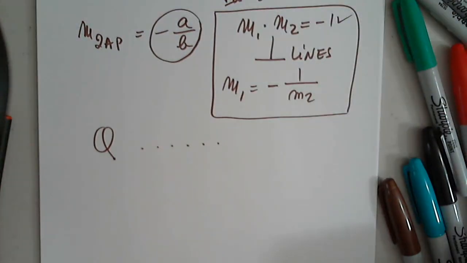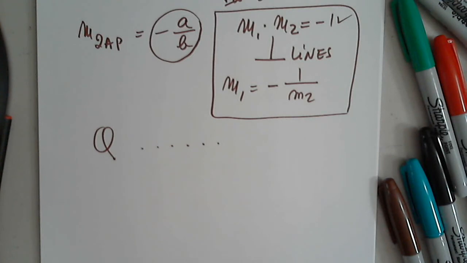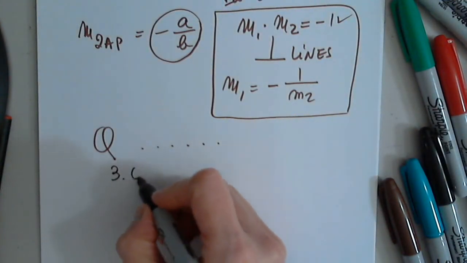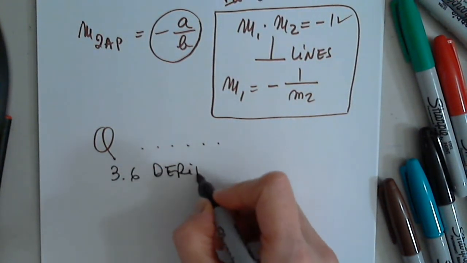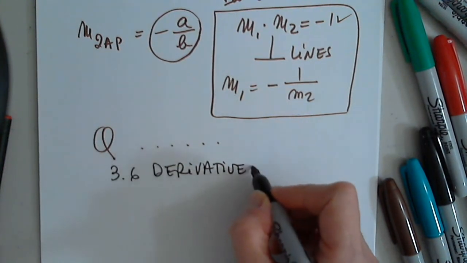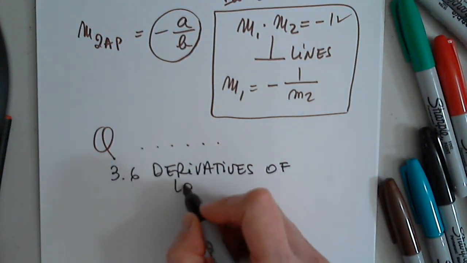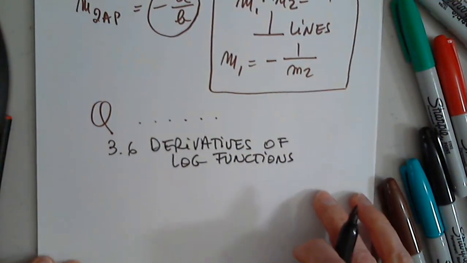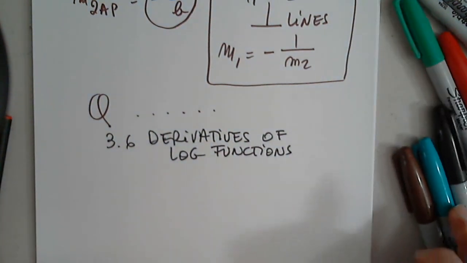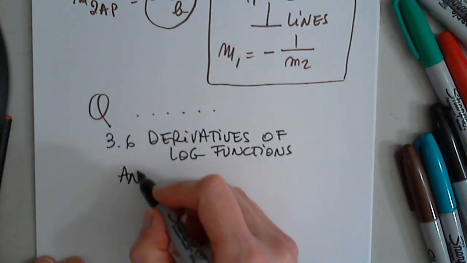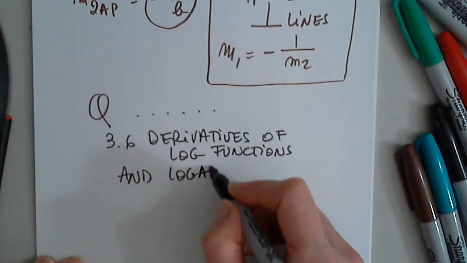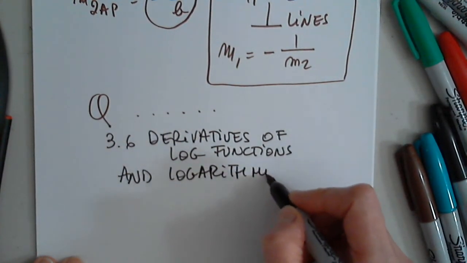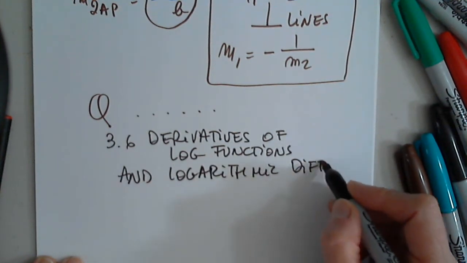It's chapter 3. Okay, we're moving on to section 3.6, derivatives of log functions. And we're also going to talk about logarithmic differentiation.